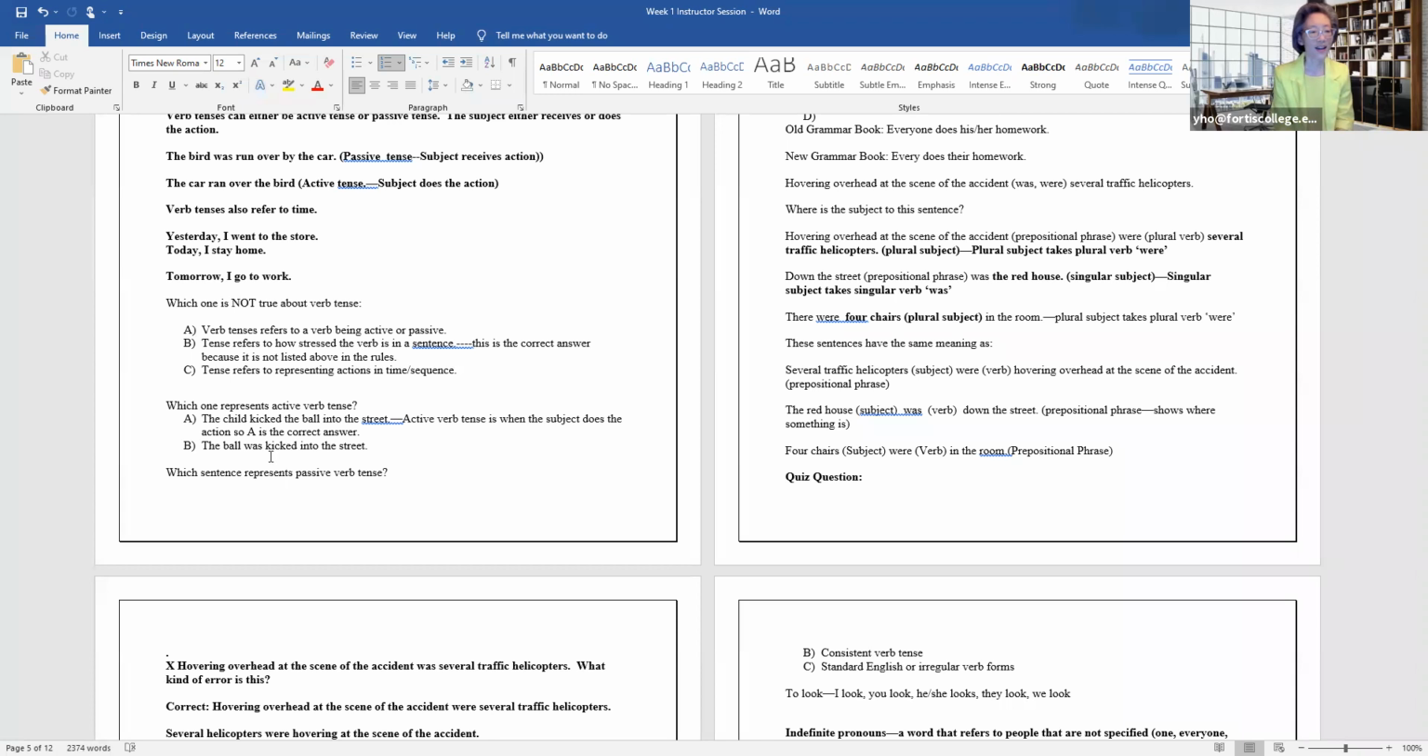Yes. Yeah. So when you have something that's stressed, this means that you're saying that word, that particular syllable with more stress.